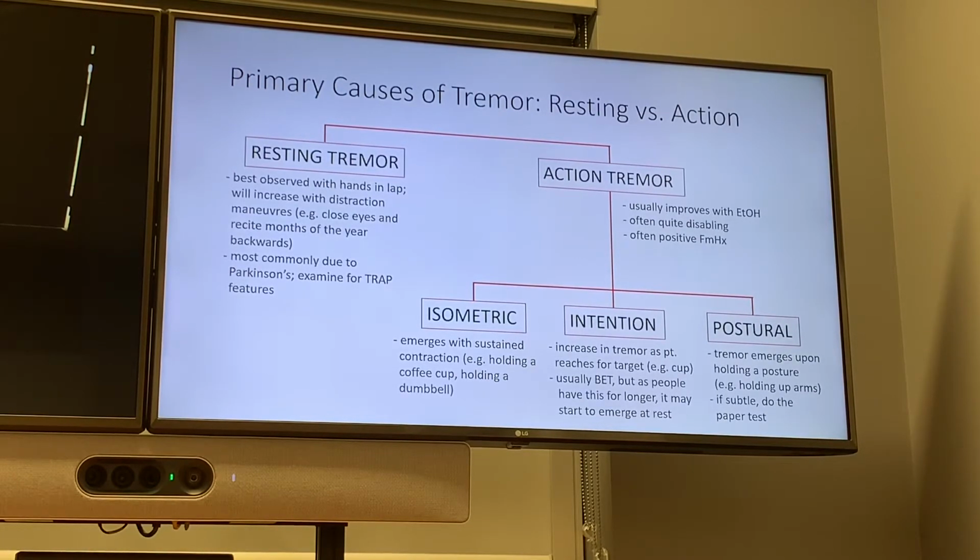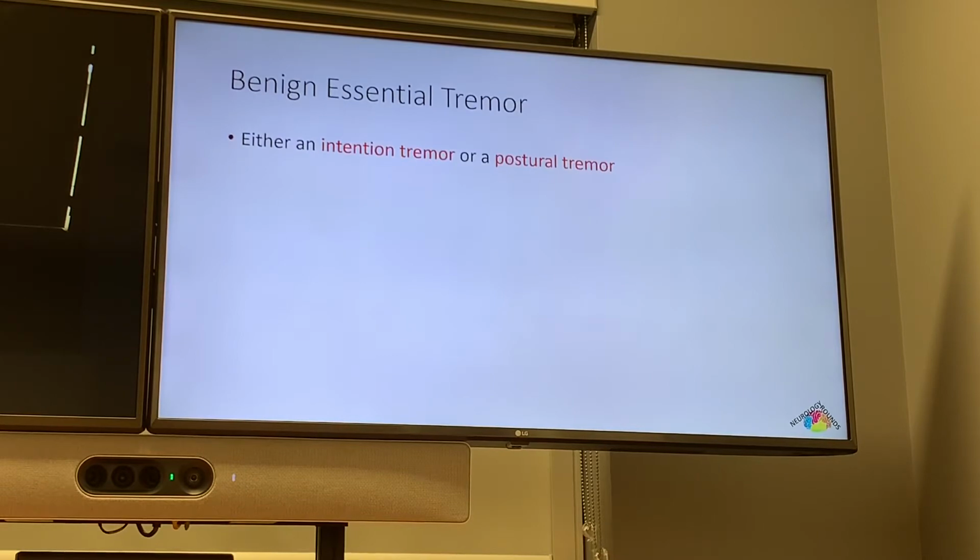So let's talk about some of these individually to maybe make them a bit easier to understand. First is the benign essential tremor, which is probably the most common tremor that you'll see. This is either an intention tremor, present when they try to reach for things, or a postural tremor, present with sustained posture. This is usually not a resting tremor, like we discussed, unless you're very far into the disease course. So if you have a resting tremor and you want to be convinced it's benign essential, they need to have had this for years for you to be comfortable with that.